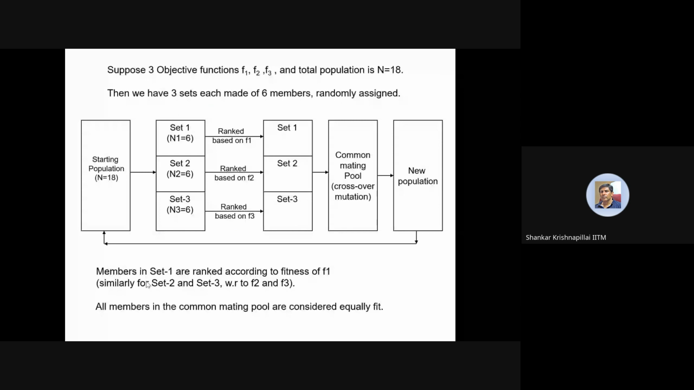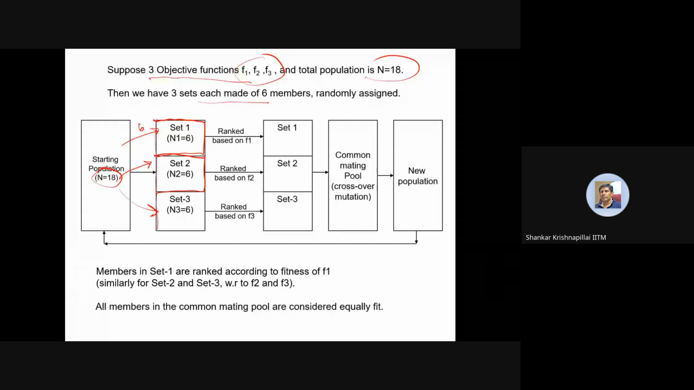Suppose we have three objective functions, F1, F2, F3. The starting population N is 18. So now we have three sets, each made of 6 members. Out of this N equal to 18, you randomly pick 6 members and put them into set 1. Then you randomly pick another 6 and put them in set 2. Then you randomly pick another 6 and put them in set 3.